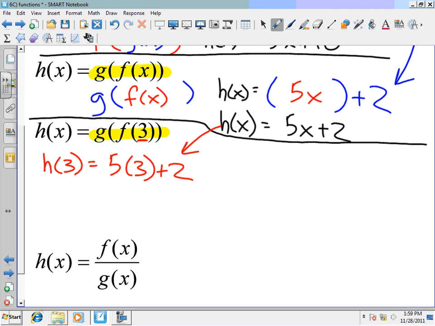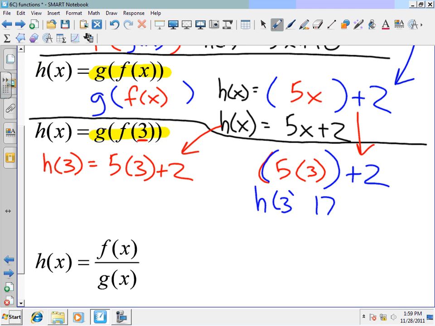Okay? Now, if you wanted to see what it looked like, from this top equation, you could say 5 times 3 and input that into the g function. And again, we have 15 plus 2 is 17. So h of 3 is equal to 17. And that's what we have over here. h of 3 is equal to 17. Okay? So that's what we're shooting for.